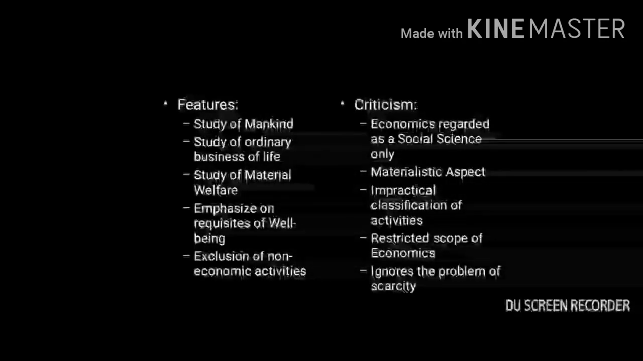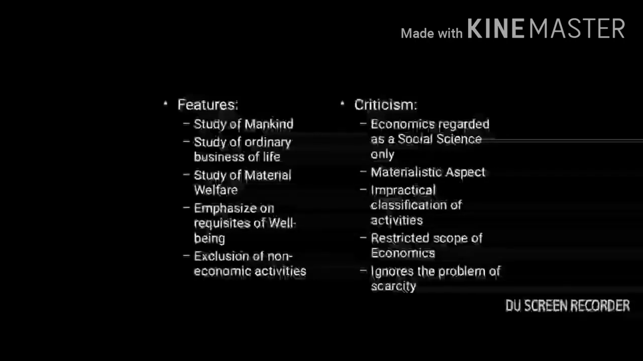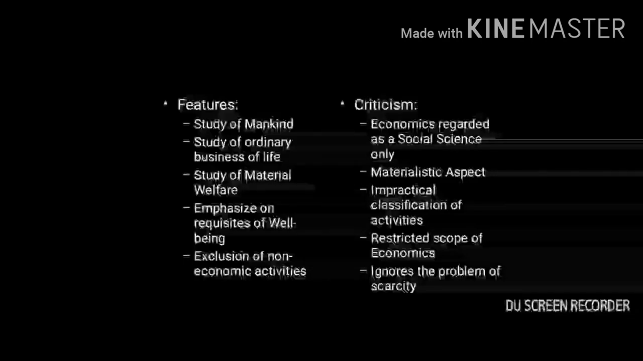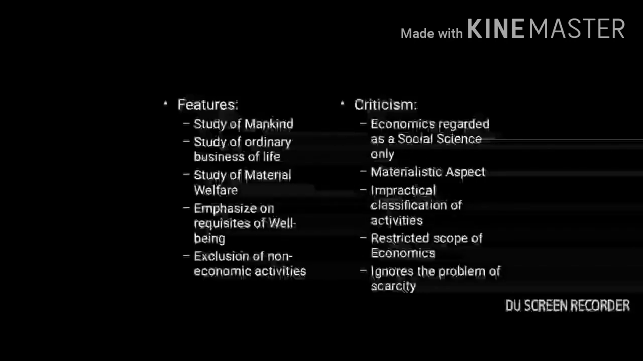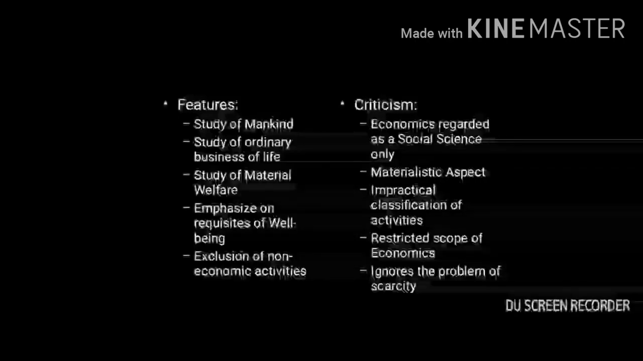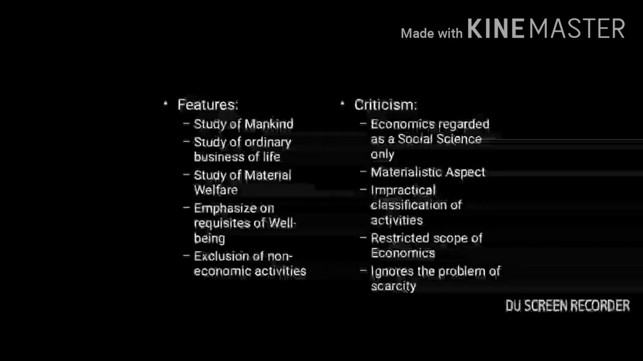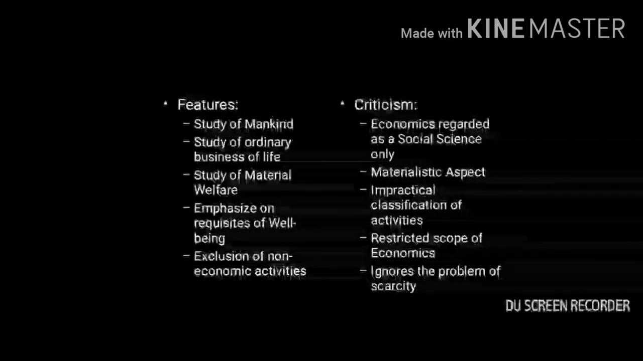And finally, it ignores the problem of scarcity. Similar to the Smithian definition of economics, Marshall's definition also ignored the fundamental problem of scarcity of any economy. It was Robbins who gave a scarcity definition of economics. Robbins defined economics in terms of allocation of scarce resources to satisfy unlimited human wants.